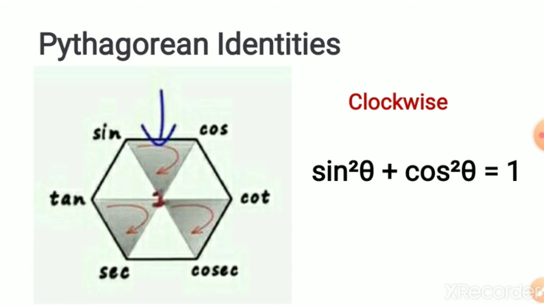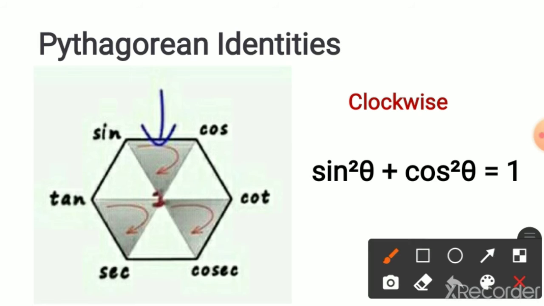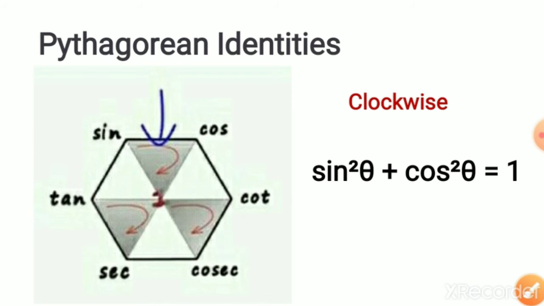The last one is the Pythagorean identities. The magic hexagon helps us identify the Pythagorean identity by going clockwise or counterclockwise in any of the 3 triangles, the ones in the shaded part. Since we're talking about Pythagorean, the trigonometric functions are squared. Let's first have an example in clockwise direction.